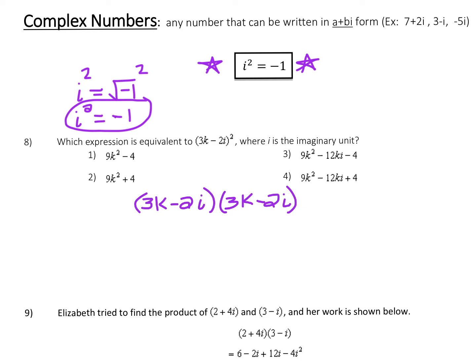So let's do that. I'm first going to distribute the 3k to both terms. 3k times 3k would be 9k squared. And then 3k times negative 2i would be negative 6, and I'm going to arrange this as ki, since we usually put the i at the end. So negative 6ki. Now we're going to distribute the negative 2i to both terms. Negative 2i times 3k would be negative 6ki.